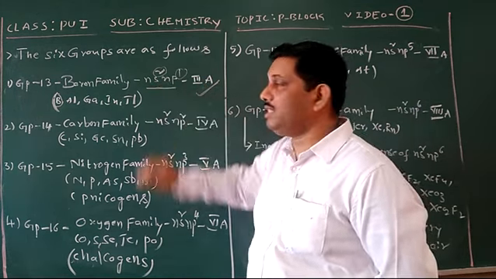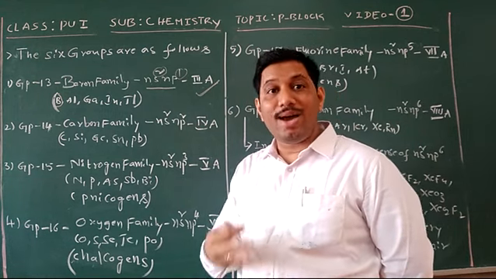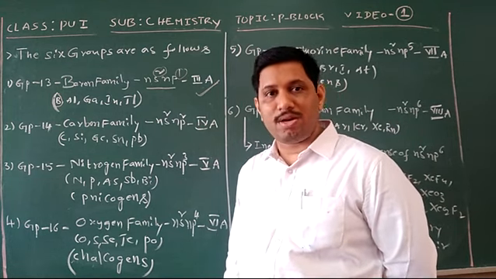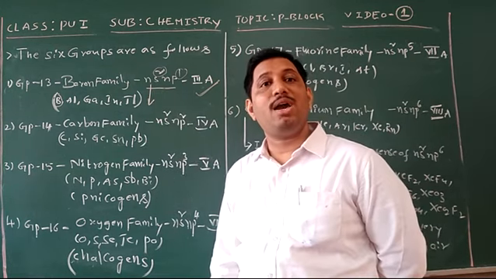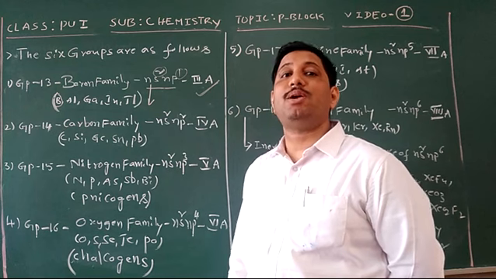Where n is known as period number or valence shell number or principal quantum number. Where n is known as what, students? Period number or valence shell number or principal quantum number.